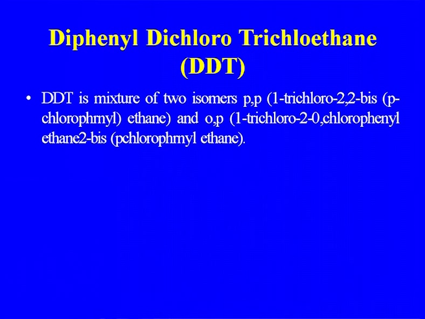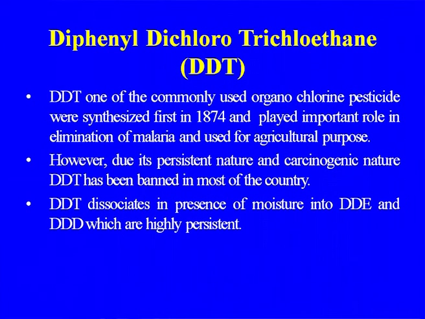para-trichloro-2,2-bis and ortho-para 1-trichloro-2-chlorophenyl ethane 2-bis perchlorophenylethane. DDT is one of the commonly used organochloride pesticides.